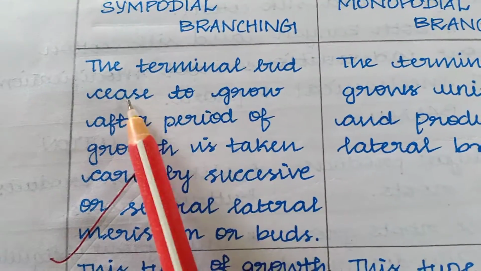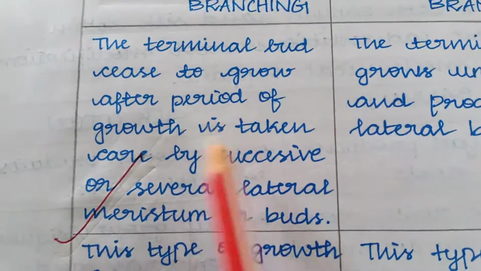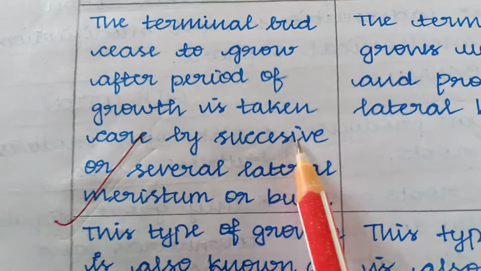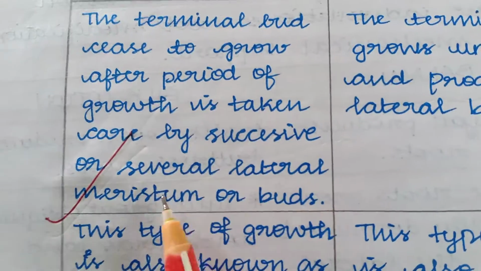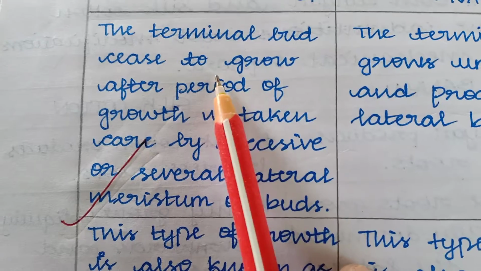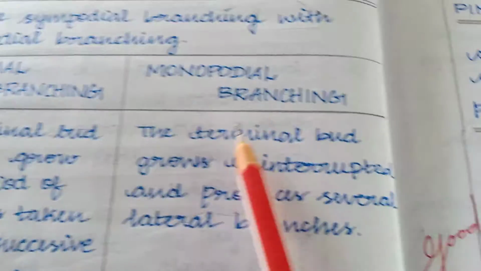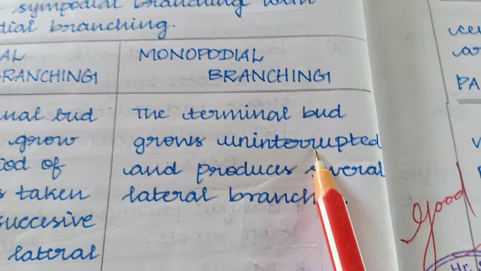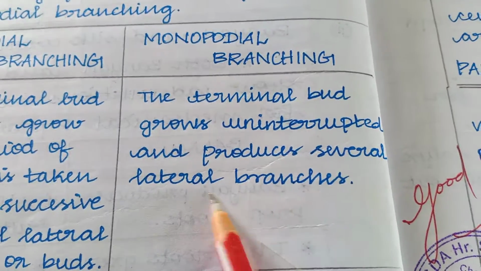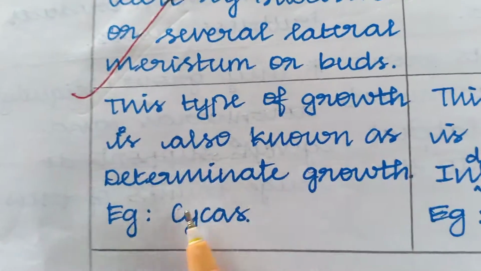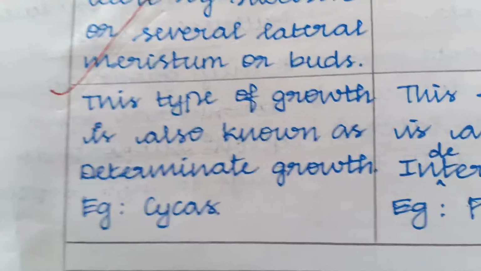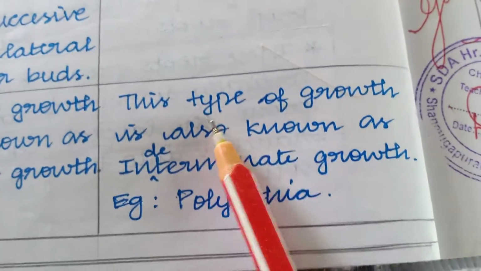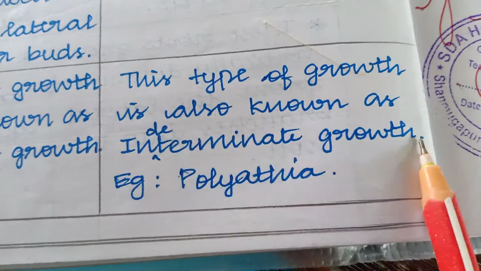Ninth question, compare sympodial branching with monopodial branching. In sympodial branching, the terminal bud ceases to grow after a period of growth and is taken care of by successive or several lateral meristems. Okay, the terminal tip growth will stop. In monopodial branching, the terminal bud grows uninterruptedly and produces several lateral branches. Sympodial type of growth is also known as determinate growth. Example Cycas.